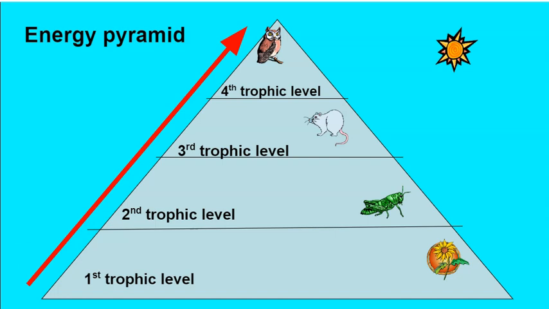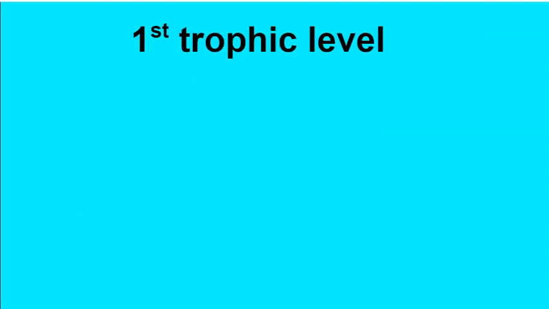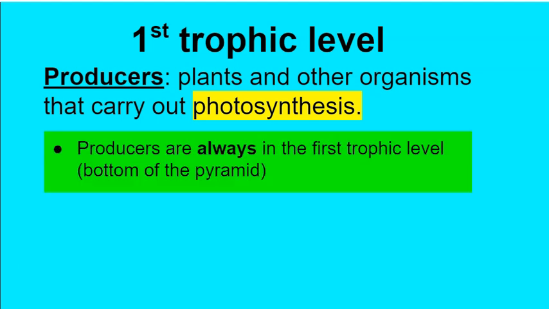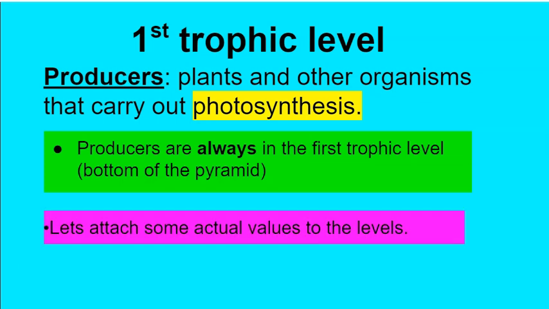All right, so we're going to start with the producer level. There it is. There's the sunflower. It's the producer. First trophic level, that's where the producer is. Producers, plants and other organisms that carry out photosynthesis, right? Could be algae, could be phytoplankton, maybe even some bacteria. Those are the organisms that are photosynthesizing. Usually we're talking about plants here. Producers are always in the first trophic level at the bottom of the pyramid. They start the food chain.